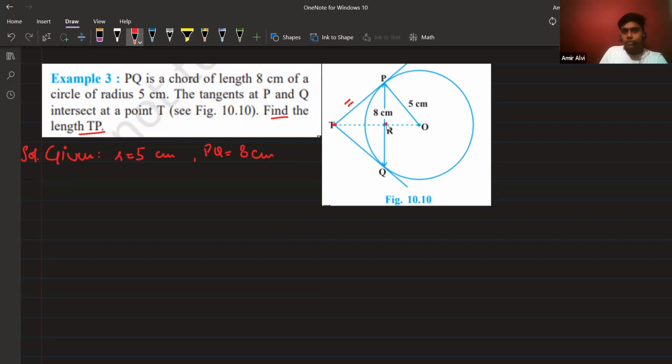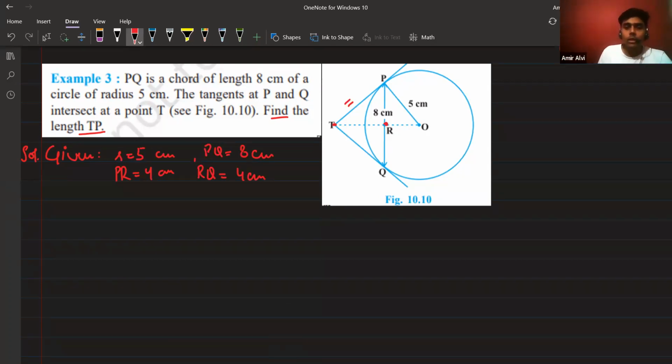This PR point will be 4. PR is 4 and RQ is 4. PR is 4 centimeter. Why? Because the perpendicular bisector, by the previous question that we have done. And the RQ is 4 centimeter. Clear, everybody?